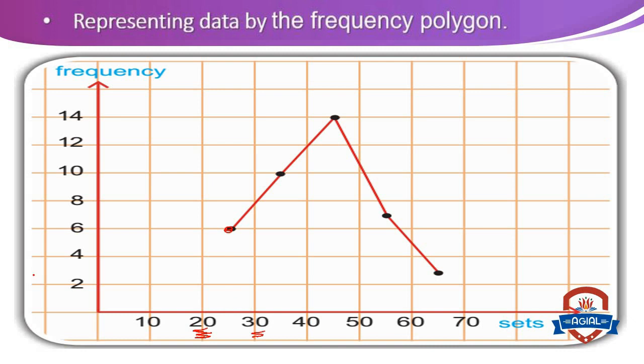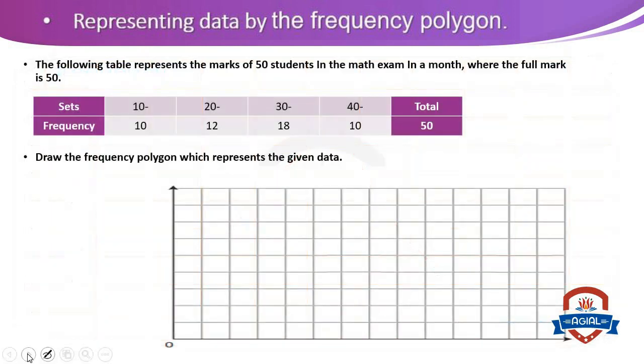And we have the center of the set 30 equals 30 plus 40 all divided by 2, so we have 35. So we have 35 and the frequency equals 10, so we put this point. Then we join all points by the same method. So now let's start by solving some exercises.